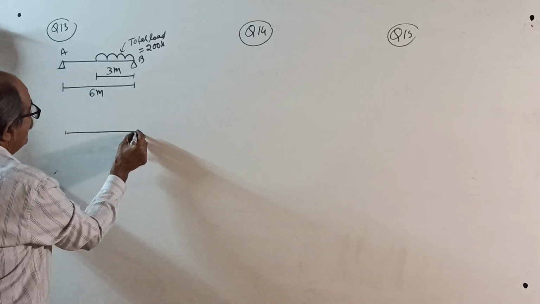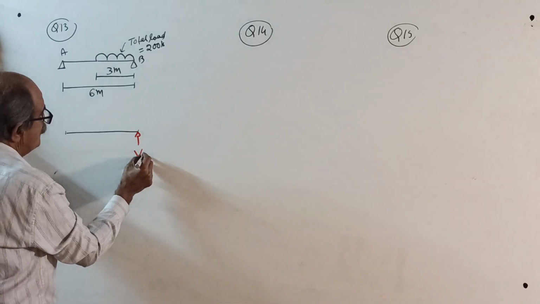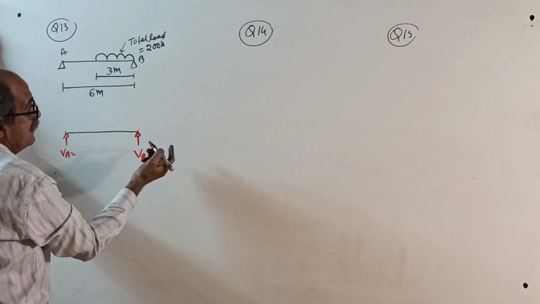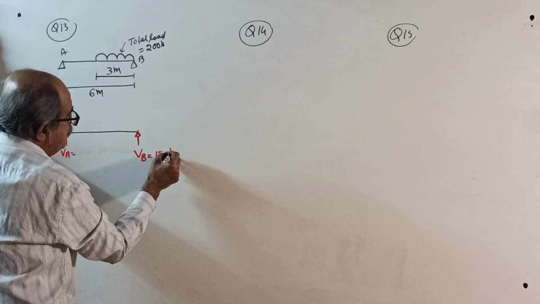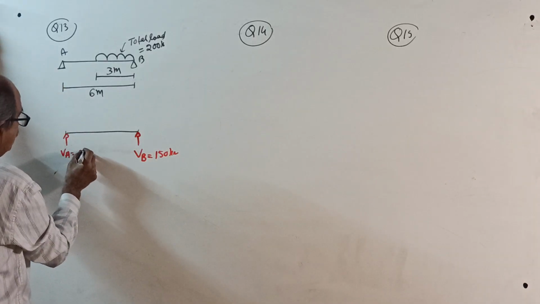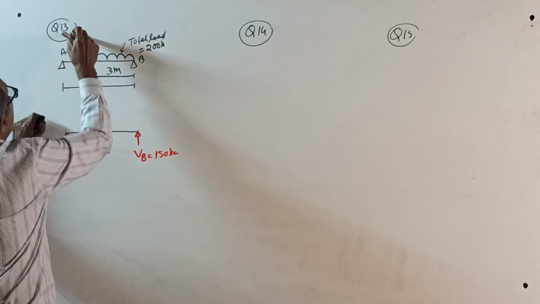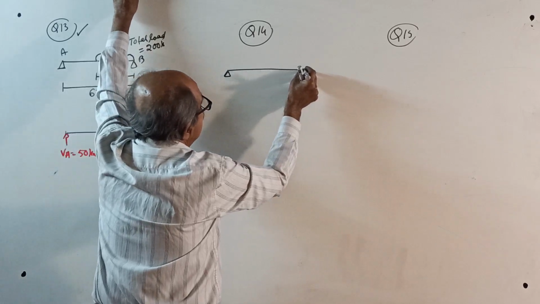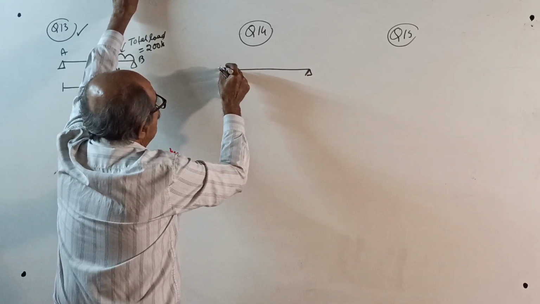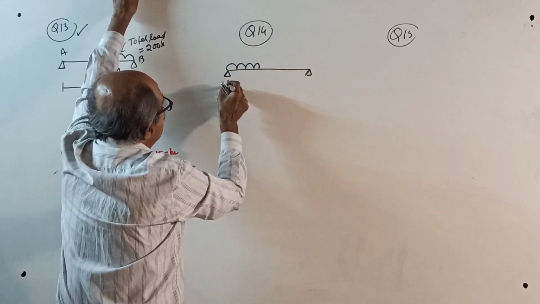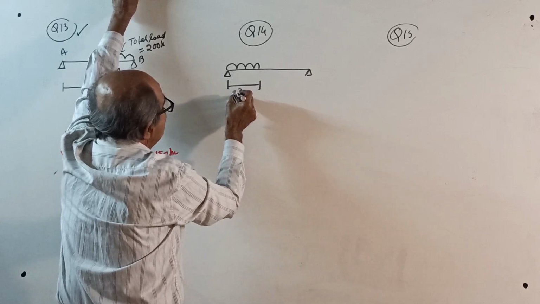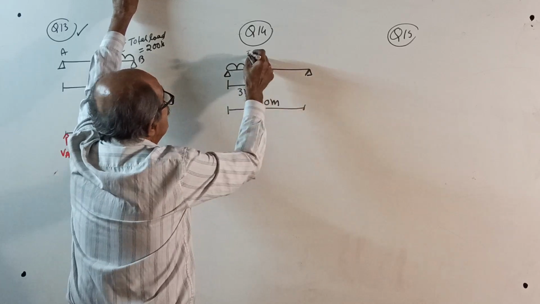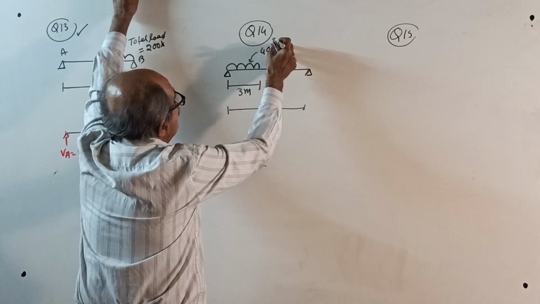Now calculator is not required. VB equal to, VA equal to 150 kilonewton and 50 kilonewton. Remember, this also is a standard case, but this is not a standard case. See, only partial length, that's all. Partial length this side of 3 meter, span is 10 meter. This is not standard. 10 meter, UDL of 40 kN per meter.